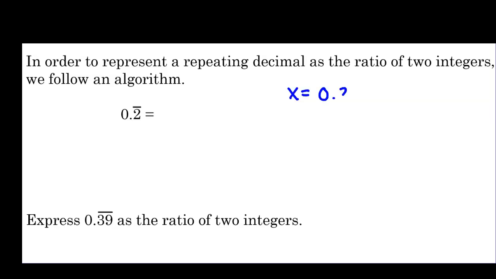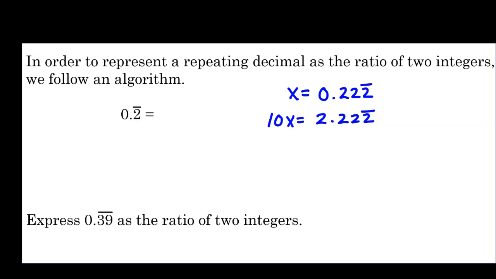So x = 0.222 repeating. Now I wrote it a bit differently to include a couple more 2's after the decimal before I put the repeating bar on top so that the work will make sense. Next thing we're going to do is multiply this by a factor of 10. So then that gives us 10x = 2.222 repeating.